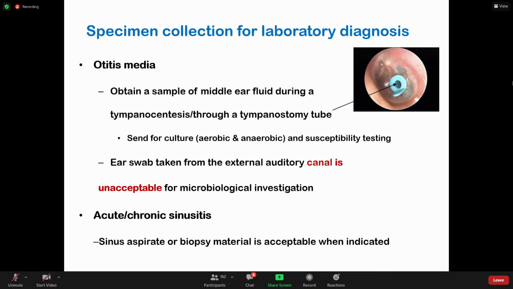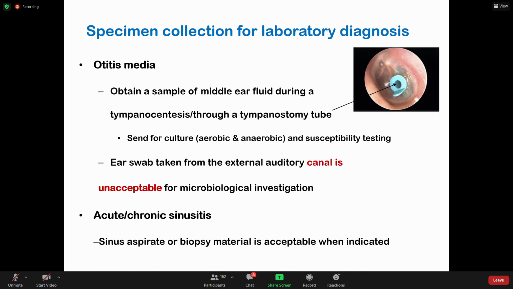An ear swab taken from the external auditory canal is not acceptable because what you're doing essentially is getting the normal microbiota in the external auditory tube and sending it to the lab. This is not the organism responsible for the patient's condition. The organism is right there in the middle ear. So do not collect an external auditory ear swab and send it to the lab for investigation.